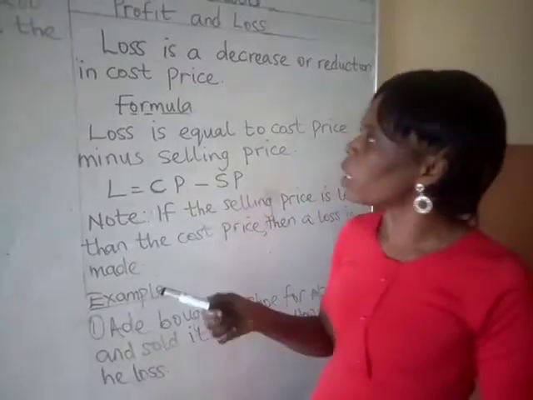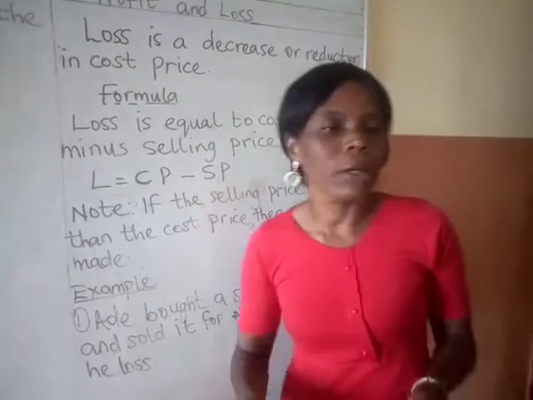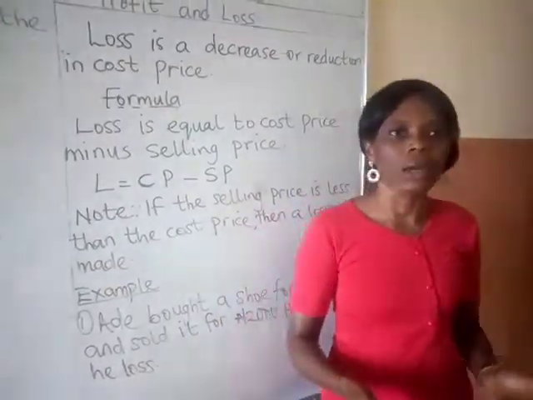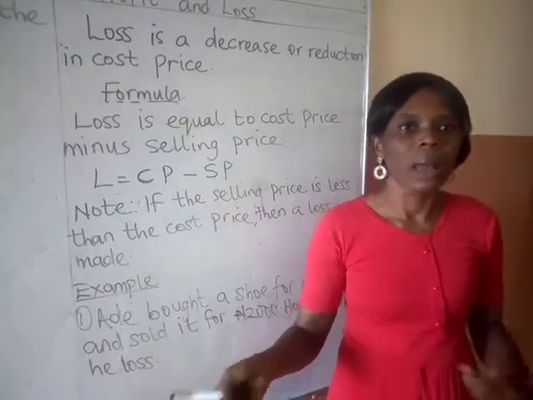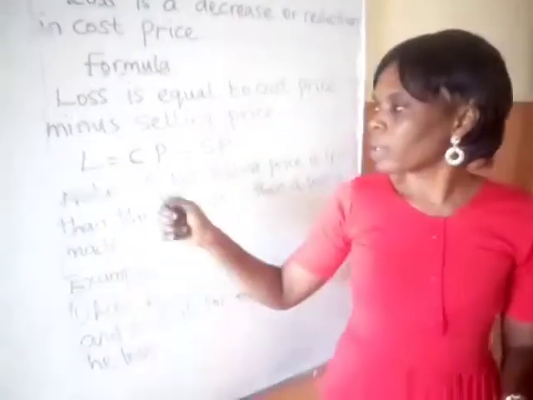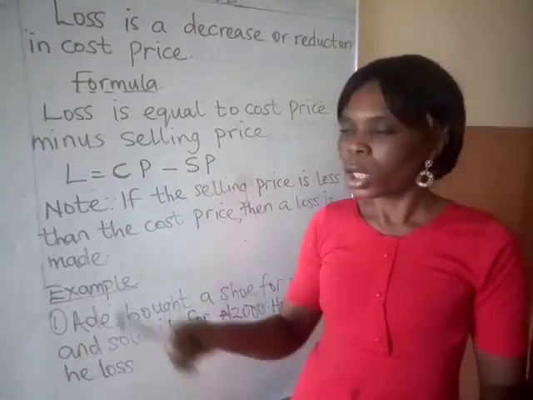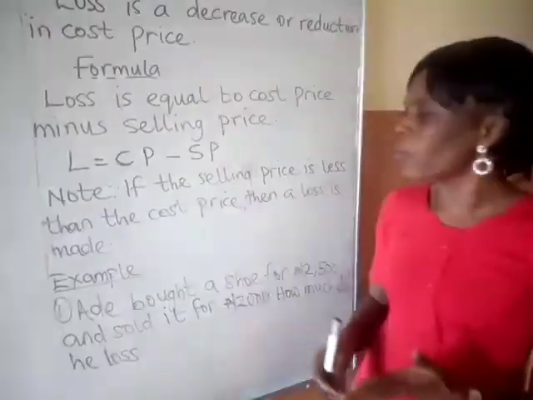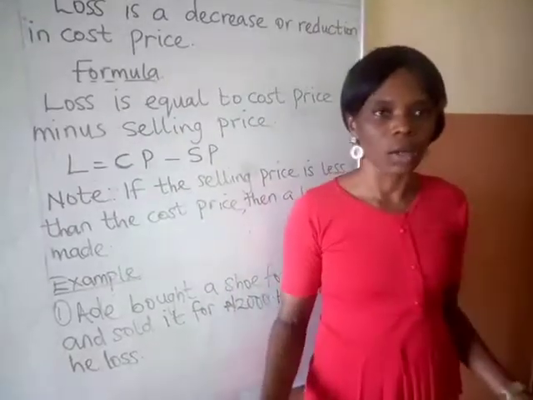Now, what is the formula for calculating loss? Loss is equal to cost price minus selling price. When we want to calculate our loss, we do cost price, that's the market price, minus the price I sold, that's the selling price. Loss is equal to cost price minus selling price. Note, if the selling price is less than the cost price, that means there is a loss.